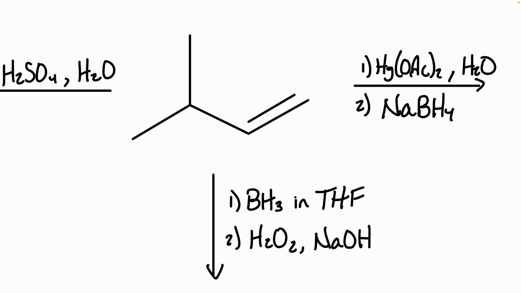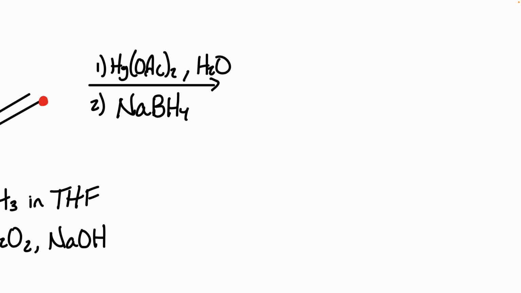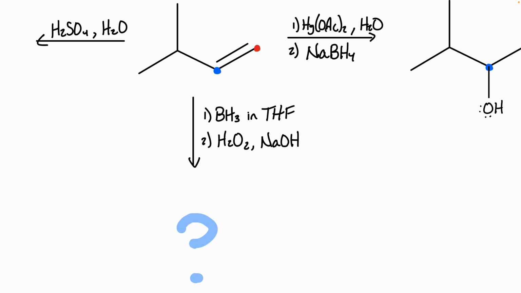All right, so I'm going to color this carbon in blue, and I'm going to color this carbon in red. Let's start with our oxymercuration reaction. If I take that alkene and do an oxymercuration reaction, where am I going to add that hydroxyl group? To the red carbon or the blue carbon? The blue, the more substituted carbon will get that hydroxyl group. The other one gets a hydrogen. I'm just going to leave that as implied.